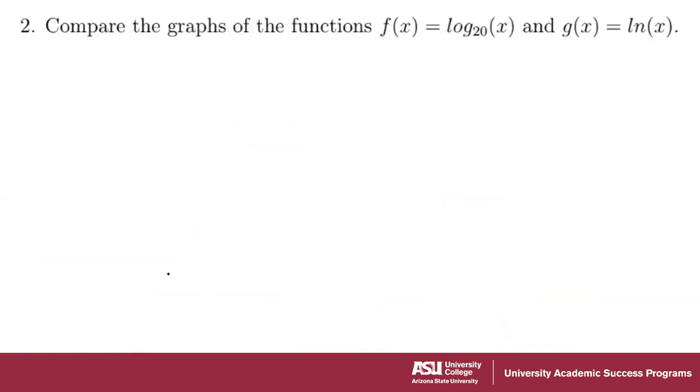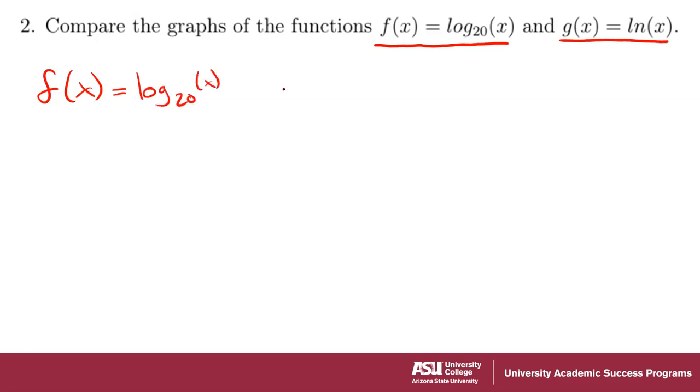So moving on to the second one, we can try and compare the graphs of f of x equals log base 20 of x, and g of x equals ln of x. So let's write them down and compare them side by side before we look at their graphs. When we look at f of x, right away we can tell that the base is 20. So if we were to write that in exponential form, it would be 20 to the y equals x.